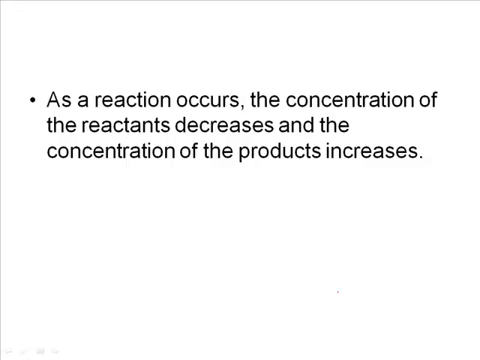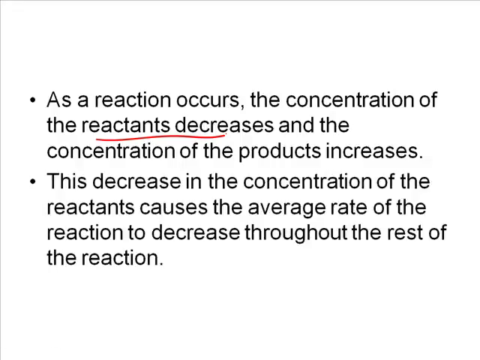As a reaction occurs, the amount of the reactants goes down. As you start using up A, there's less and less A to react and turn into B, and so forth. The concentration of B obviously is going to go up. So as a reaction happens, it starts to proceed slower. The decrease in the concentration of the reactants causes the rate to decrease throughout the rest of the reaction.